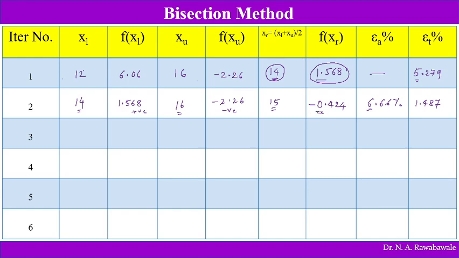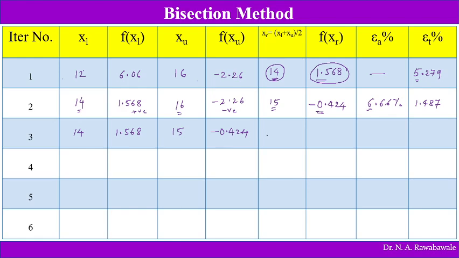Once it is negative, it will replace the upper limit. So this is 15, and the value is minus 0.424. This is positive, so it will carry forward 14, 1.568. So now this is XL and this is XU. By substituting XL we are getting positive, by substituting XU we are getting negative.